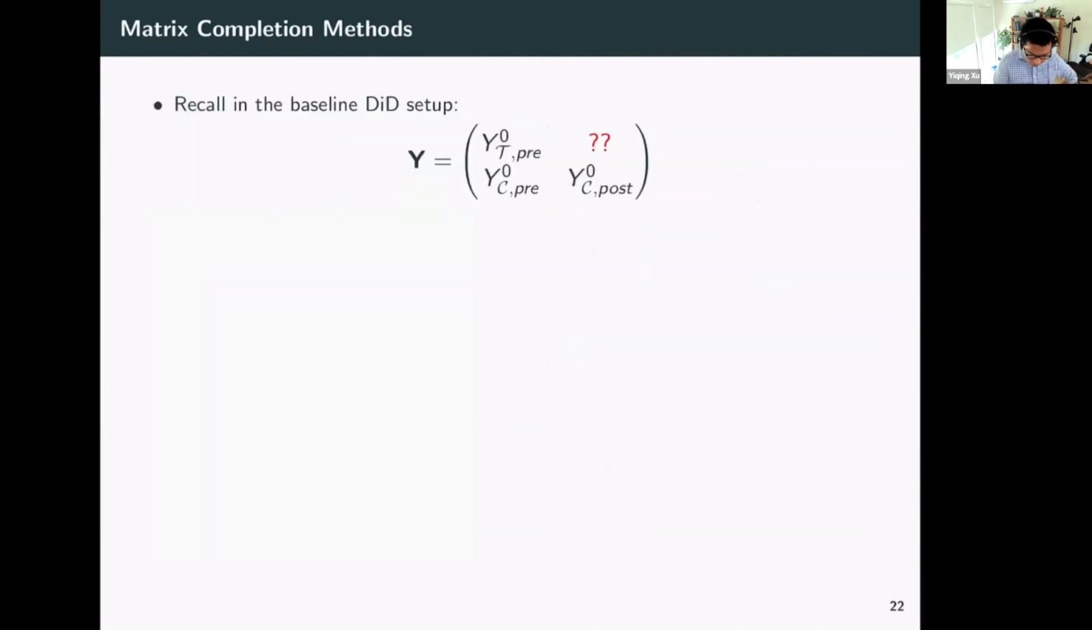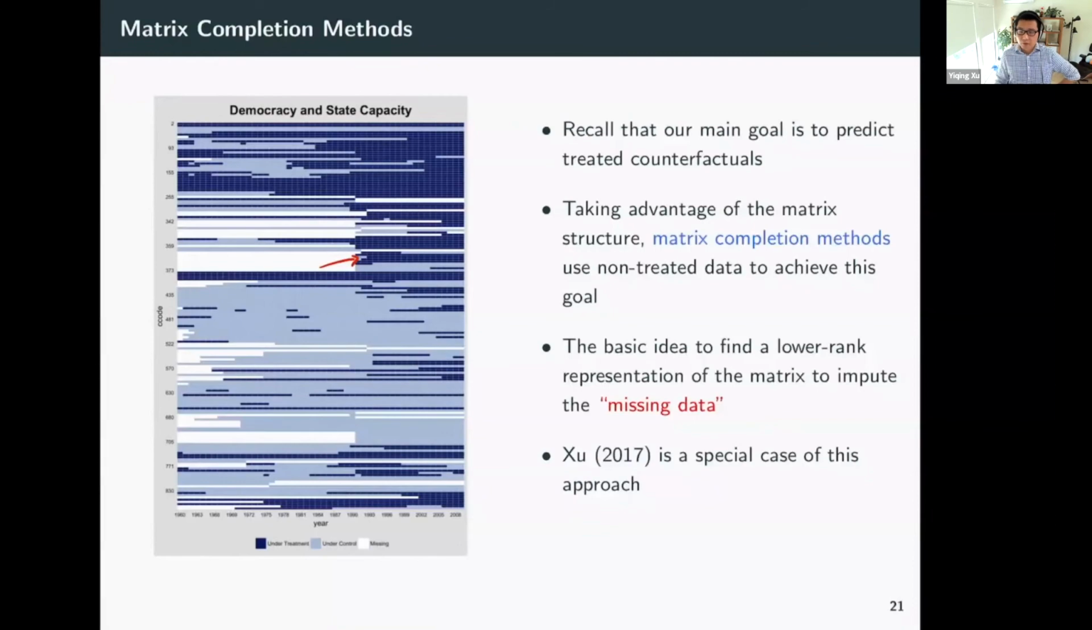Let me actually see how much time I have. Do I want to finish this? Yeah, okay, maybe I'll pick this up tomorrow. We'll have more time.